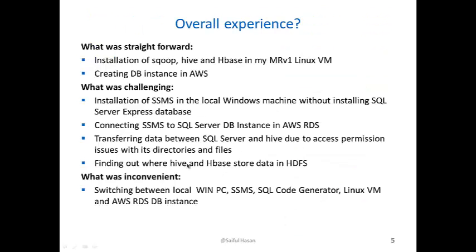Overall, the experience was pretty good. What was straightforward was installing Sqoop, Hive, and HBase, and creating the DB instance was a breeze. However, what was challenging was installing the SSMS in Windows without installing the database, and connecting the SSMS to the SQL Server DB instance in AWS.